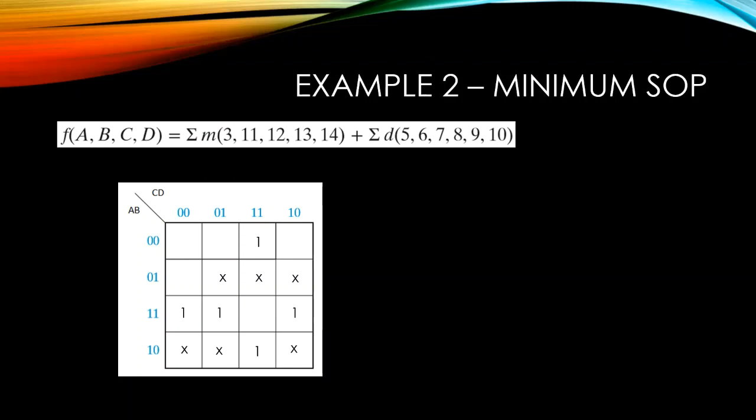So what will be the grouping? Again, use the don't care if and only if we're going to have a bigger group. If not, don't use it. Originally this 2 will be a group of 2, but we have 2 adjacent don't cares. So instead of a group of 2, it will be a group of 4. How about this one?